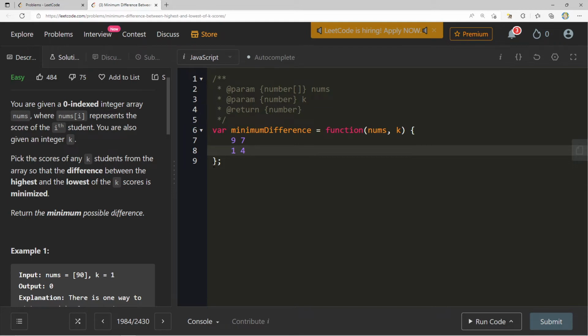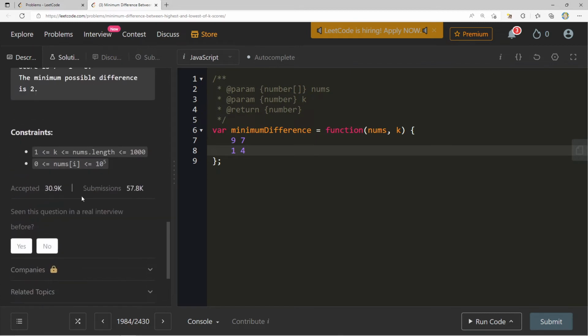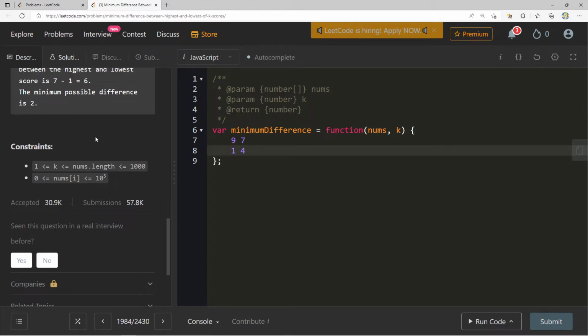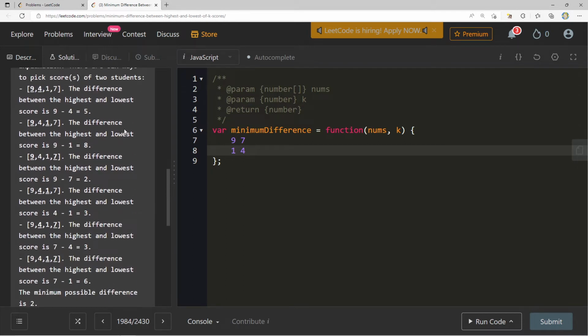Okay, I see. So if we have an array of like 5, let me see, how many scores are we dealing with here? Nums.length is 10,000 or 1,000, and this is the amount that we're dealing with. We're just going to pick some set of students, and then from there we want the ones that are closest together. I'm almost thinking, what if we sort them? What if we sort them and then we have a window, and in that window we can just see the closest that any of the numbers are?